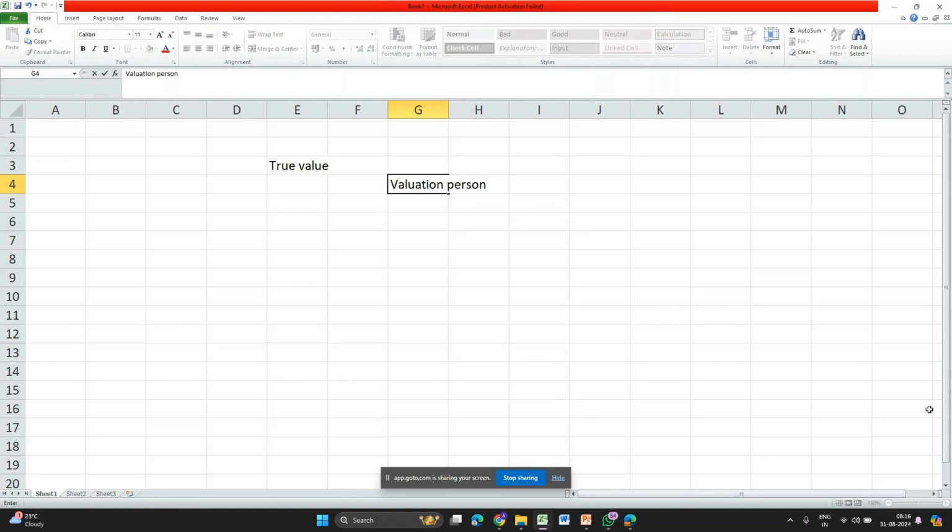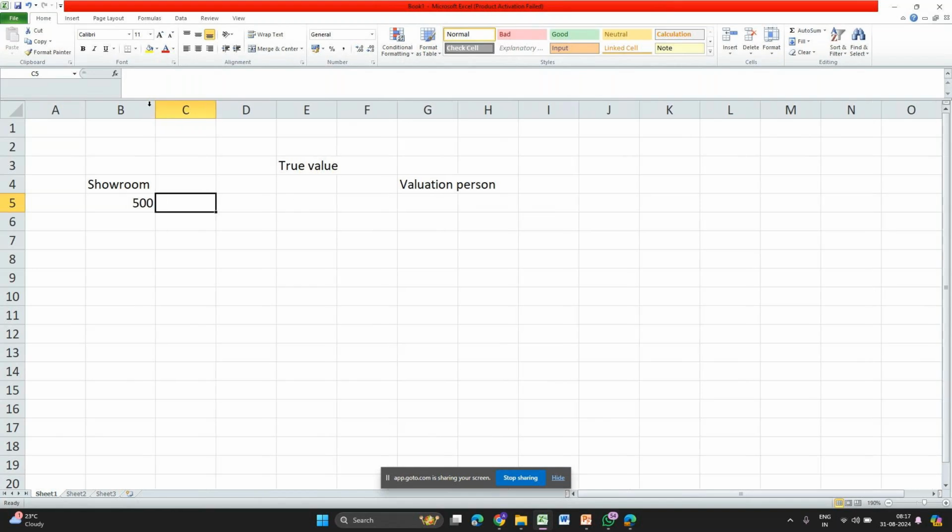Can you imagine how many True Value showrooms are available in India? Can I say approximately 500 showrooms? 500 showrooms across India. Yeah, maybe more than that, but let us take a smaller number like 500. And in each showroom, can I expect two people who can do valuation? Two people in one showroom.